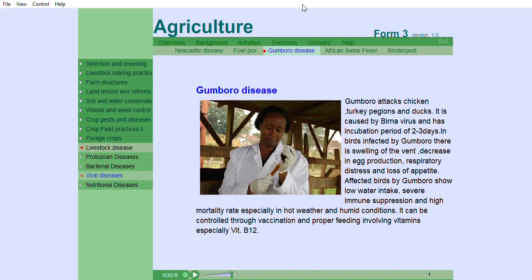appetite. Birds affected by Gumboro show low water intake, severe immune suppression, and high mortality rate, especially in hot weather and humid conditions. It can be controlled through vaccination and proper feeding involving vitamins, especially vitamin B12.